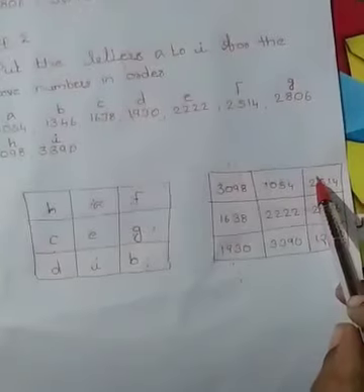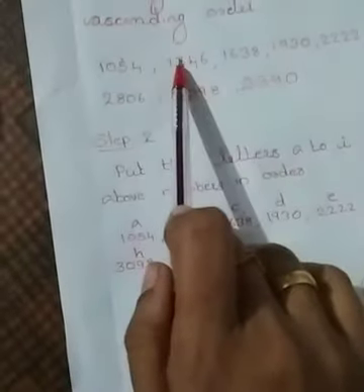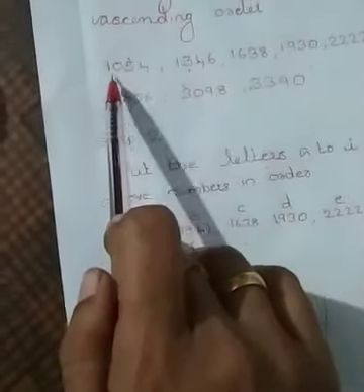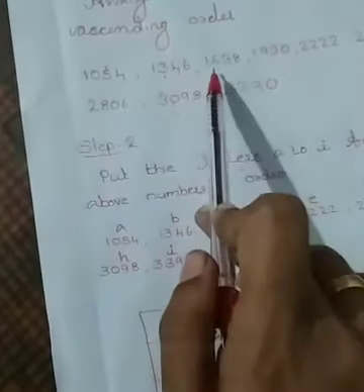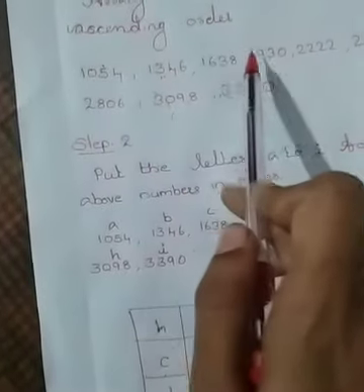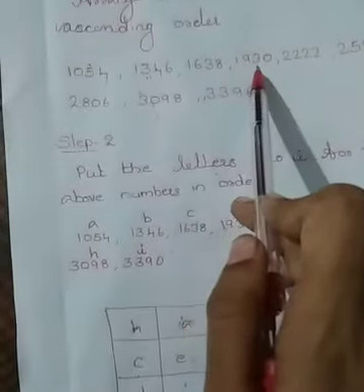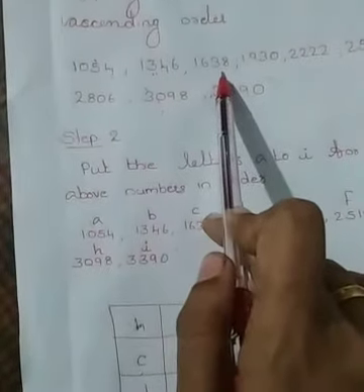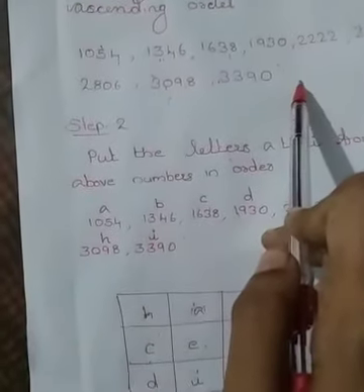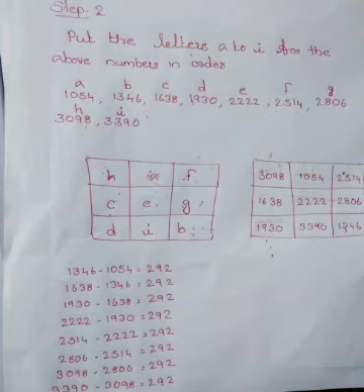6666. Okay. One more thing, listen here. When we arrange these numbers in ascending order, the difference between the consecutive numbers are same. That means 1346 minus 1054 is same as 1638 minus 1346, which is also the same as 1930 minus 1638. Here the difference is 292. Look here, all of the differences are same.